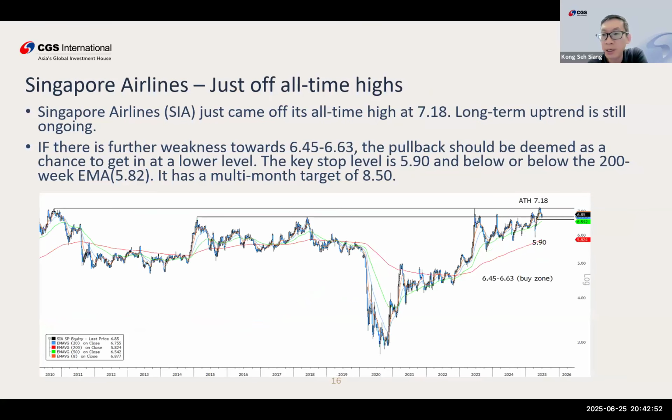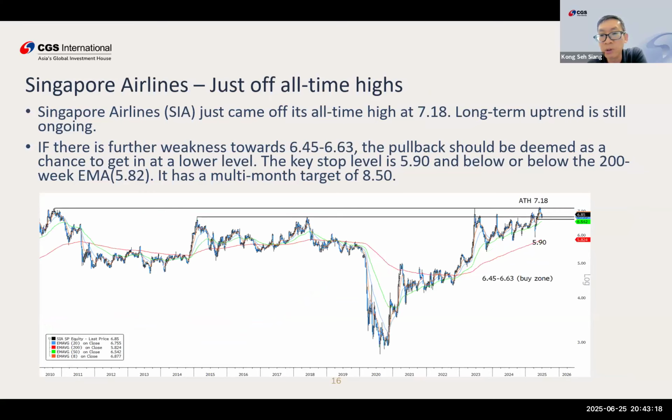So for SIA, it just came off its all-time high not too long ago. It tells us that the long-term uptrend is still intact. We should see further strength once prices push past to new all-time highs above 718. Further weakness down to about 645 to 663.65 is a good entry level here for SIA.